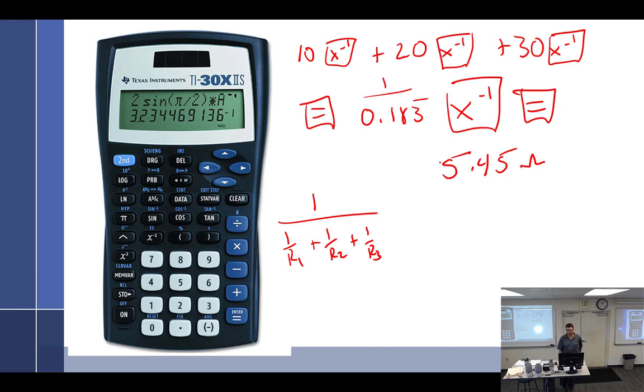And we got 5.45. Now, before I move on from that, what were my 2 rules? Actually, the second rule is the one that applies. The total resistance is less than the smallest resistor. Is 5.45 less than 10? Yes. Now, why is this?